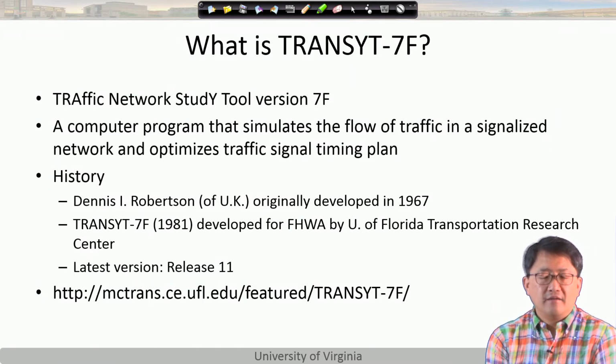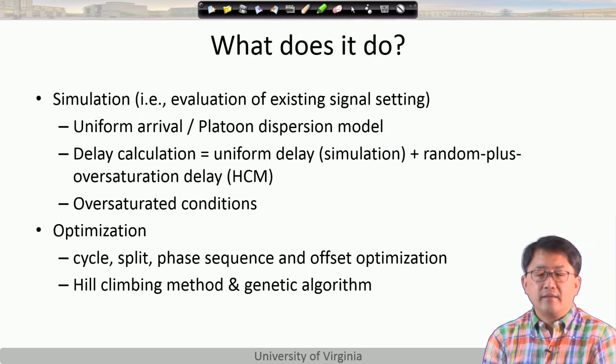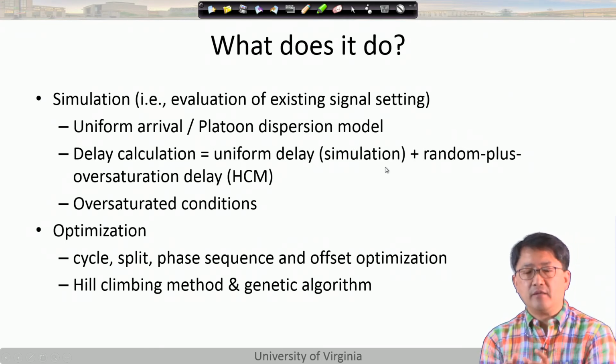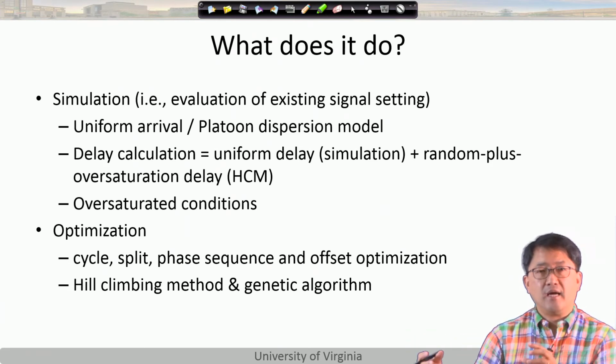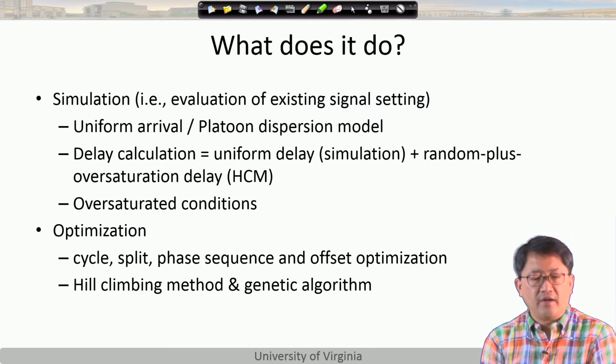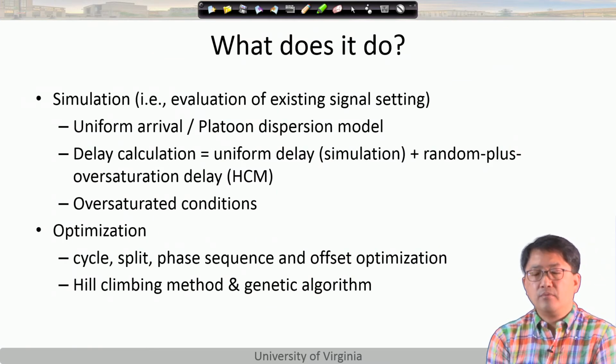So this was a UK tool that Robertson, probably a well-known person in the UK, developed back in 1967. And then the US adopted this tool in 1981 to improve signal optimization. And it does have a simulation. They assume uniform arrival as well. And again, platoon dispersion is probably a very big deal for TRANSYT-7F. They do consider cars dispersing over distance and travel time, and it's been considered in the optimization. That's very good. And again, uniform delay is assumed, and then they are adding this random plus oversaturation delay, same as the HCM, same as Synchro.